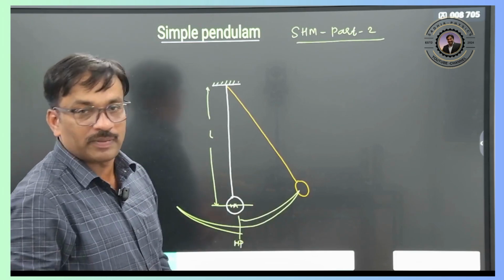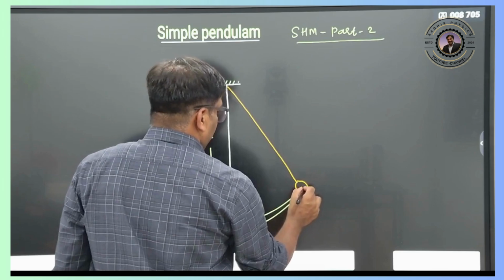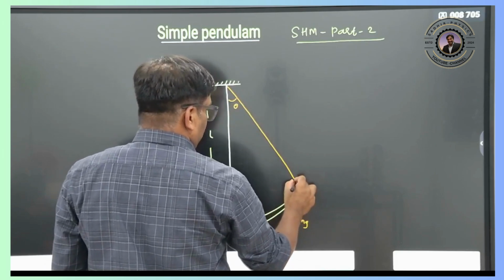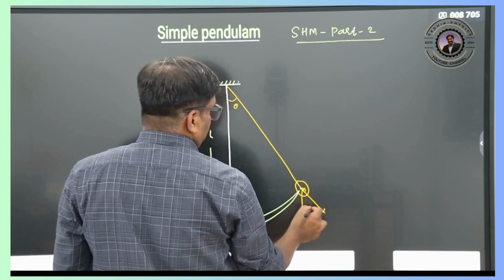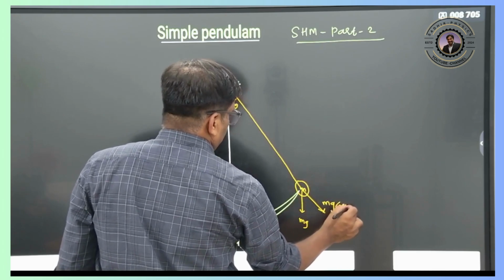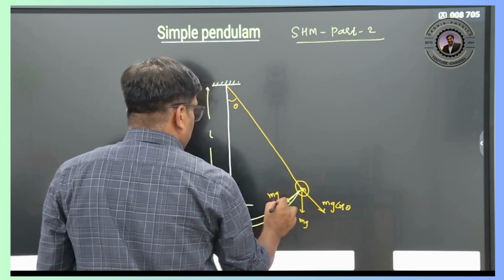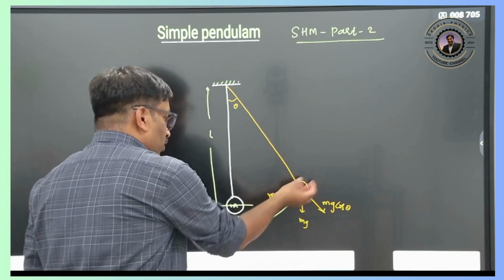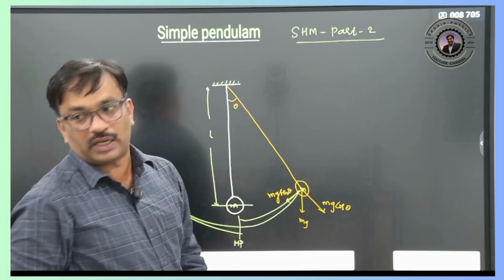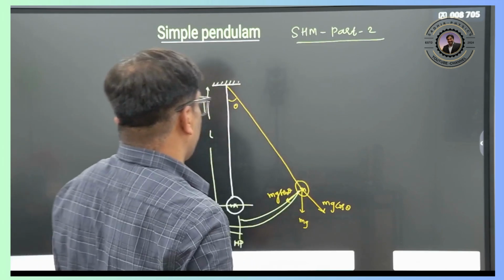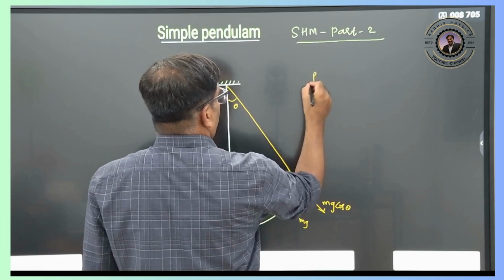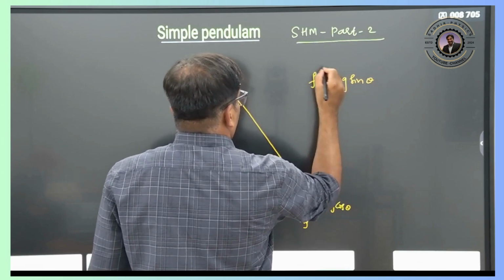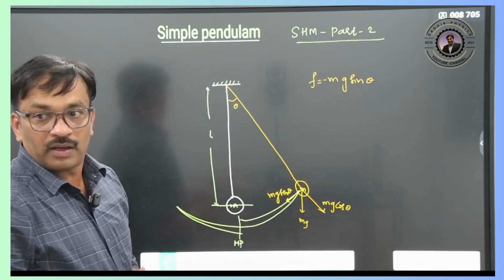What force acts on the bob to bring it back? The bob has mass m, so the force is mg. This angle is theta, and this is also theta. So the component along the string is mg cos theta, and this side it is mg sin theta. So mg sin theta is the restoring force, the force which makes the bob move toward the mean position. Clear? The restoring force is nothing but mg sin theta, with a minus sign because it is coming back.